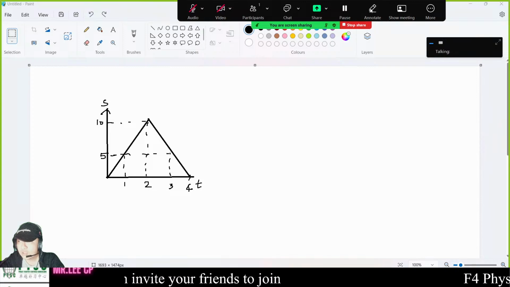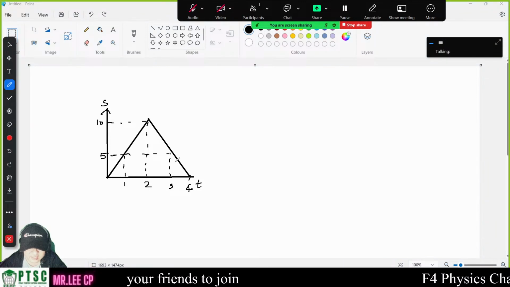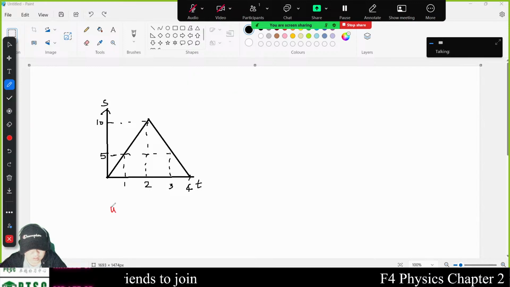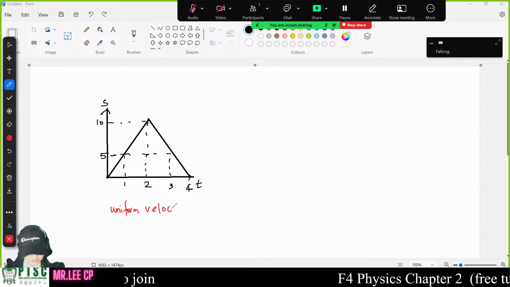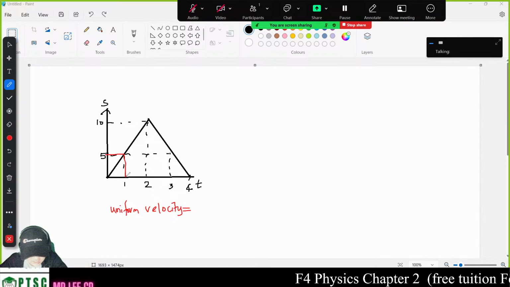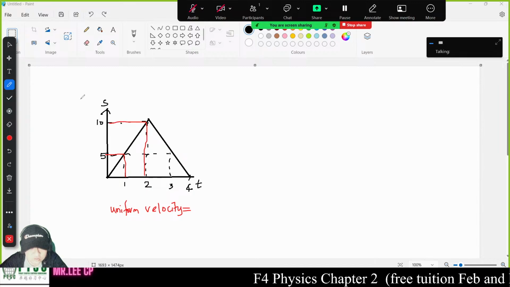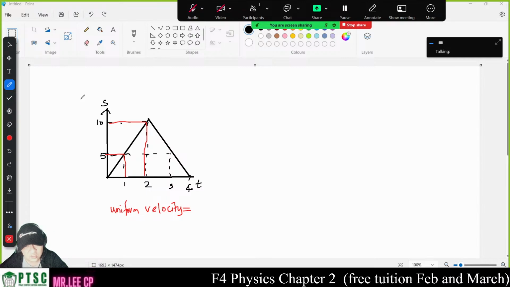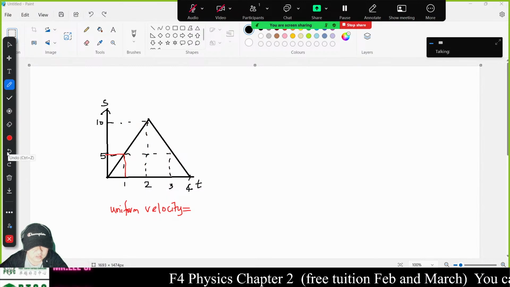Now see here. Now this one, what is the motion? ST graph. So what is the motion? This one is called uniform velocity. Meaning that the first second you move 5, the second second you also move 5, the third second you also move 5, the fourth second you also move 5. So the velocity is constant. So uniform velocity, right? This one is called uniform velocity.